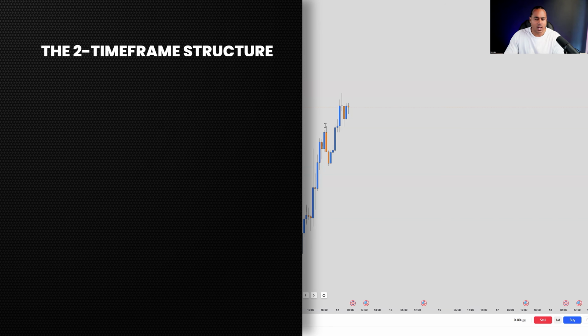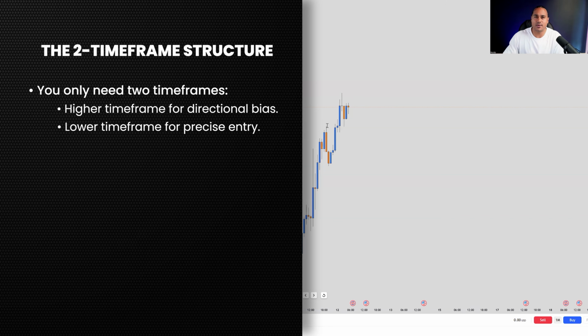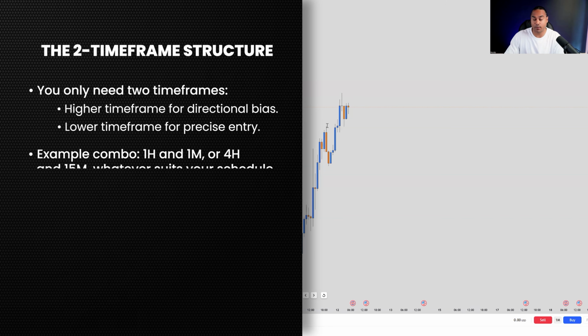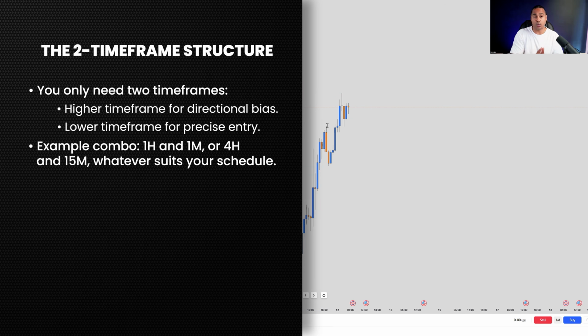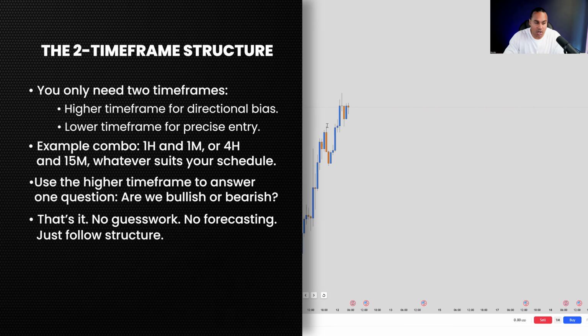Now, what do we need? Well, we need two time frames. We need a high time frame for directional bias, and we need a lower time frame for precise entries. So as an example, you can use the 1 hour with the 1 minute, which is what I use, or you can use the 4 hour with the 5 minute, or the 1 hour with the 5 minute, whatever fits your schedule. Now, you're going to use the high time frame to answer one simple question. Are we bullish or are we bearish? That's it. No guesswork, no forecasting, just following structure.